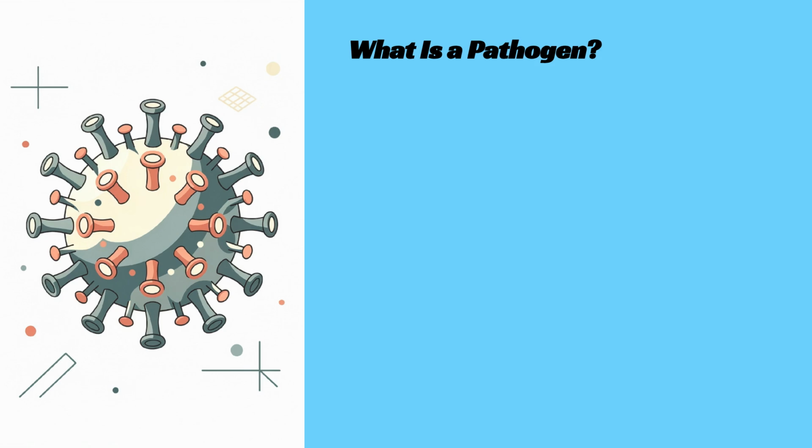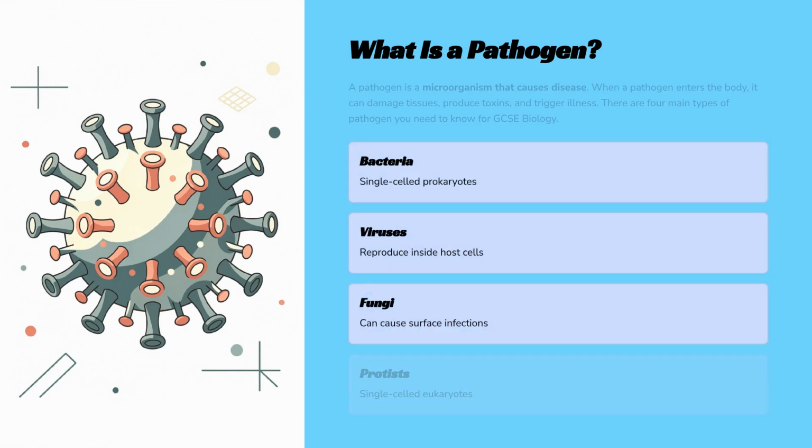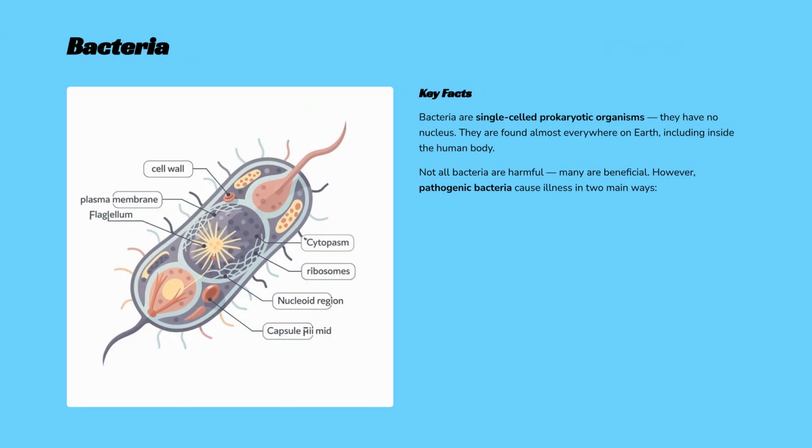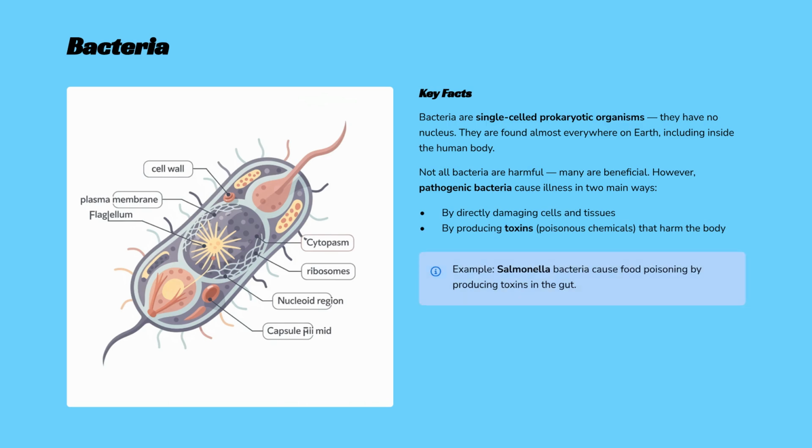For GCSE Biology, you need to know 4 main types: bacteria, viruses, fungi, and protists. Bacteria are single-celled prokaryotic organisms found everywhere. While many are beneficial, pathogenic bacteria can cause harm by damaging cells directly or by releasing toxins. For example, Salmonella causes food poisoning.